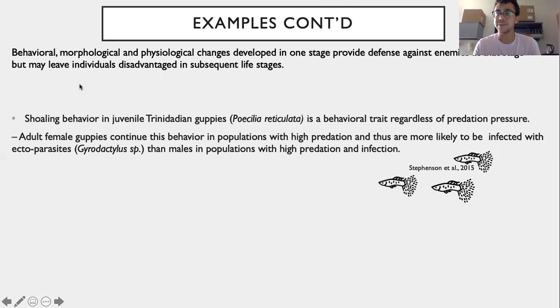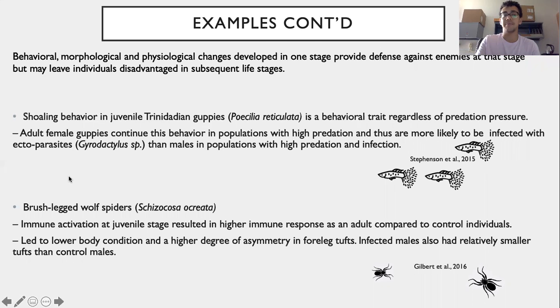One example is within the juvenile Trinidadian guppies. These guppies are shown to display shoaling behavior regardless of predation pressure. However, as they get into adulthood, adult female guppies continue this behavior only in high predation areas. But what this means is that their closer relationship with one another in this shoaling leads to higher infection rates of ectoparasites transferred from one female to the other. Males in these populations who don't display these shoaling behaviors have lower levels of ectoparasites.